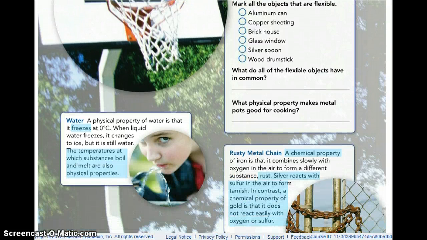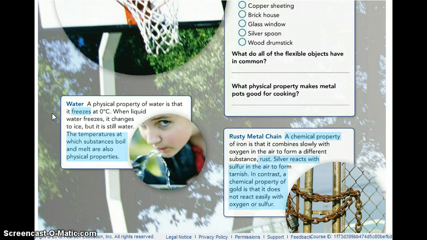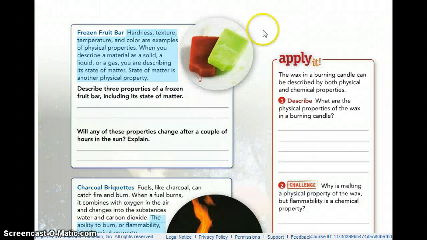More physical properties that are mentioned: whether a substance has a freezing point or a melting point or a boiling point. Those don't change. Water, we know, always freezes at 0 degrees Celsius and it boils at 100 degrees Celsius. Those are physical properties that we know happen. And different substances have different temperatures, but if something freezes or melts, that is a physical property. Now we'll come back to this one in a second. Let's go to the next page.